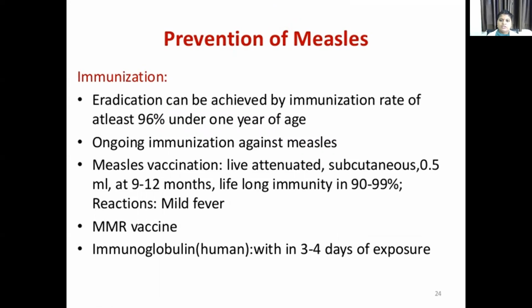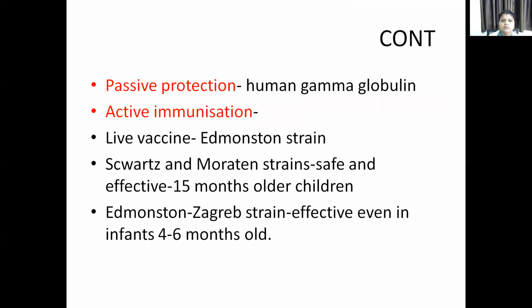Eradication can be achieved by an immunization rate of at least 96% under 1 year of age. A live attenuated subcutaneous vaccine can be given at 9 to 12 months of age. It can be given as a single vaccine or as a triple vaccine. Immunoglobulin is also available, as passive protection by means of human gamma globulins in high-risk cases like pregnant ladies or immunodeficient patients.